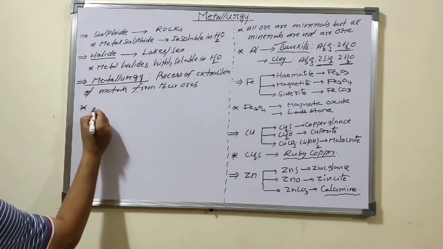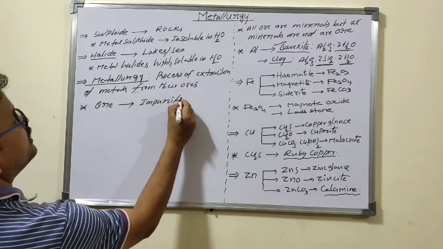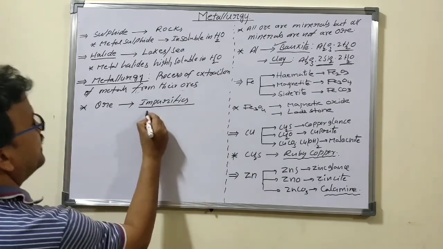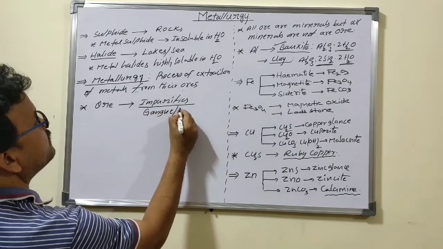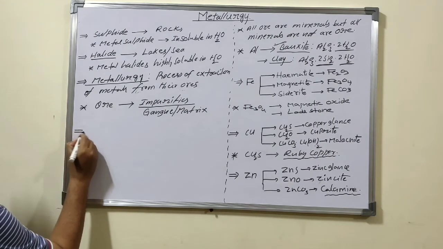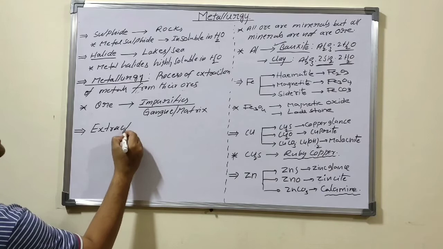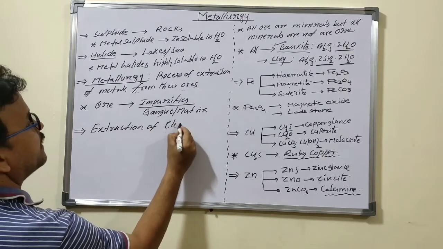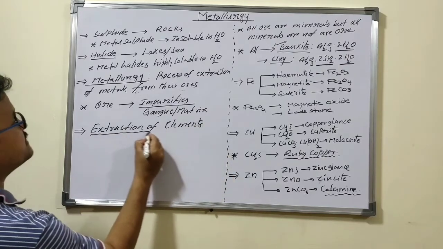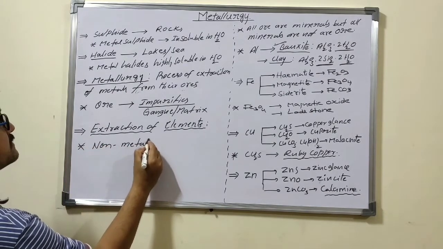Why? Because in any ore, along with the metal, some impurities are present. These impurities we call gangue or matrix. First we have to remove these, so first we have to identify what type of impurities are present. So here we are going to discuss extraction of elements. Elements may be metals or non-metals. First, extraction of non-metals.